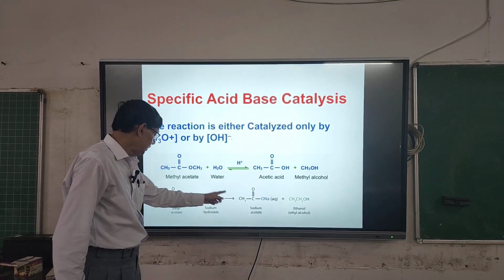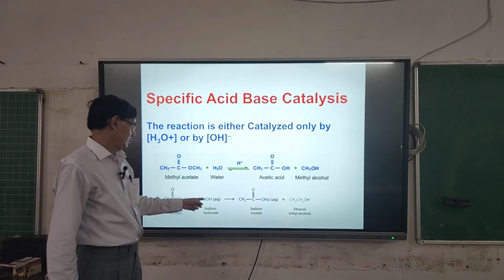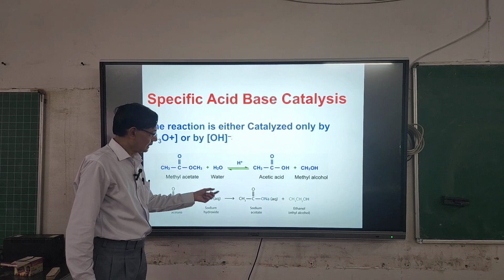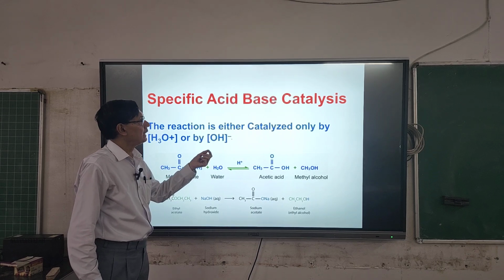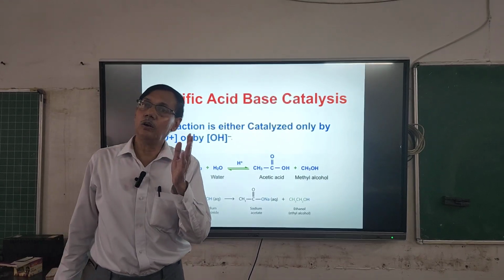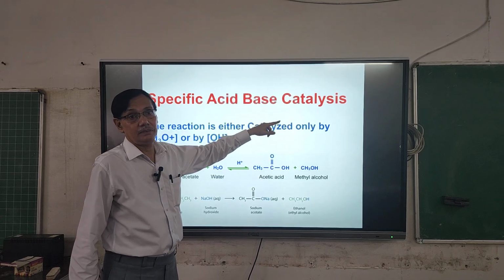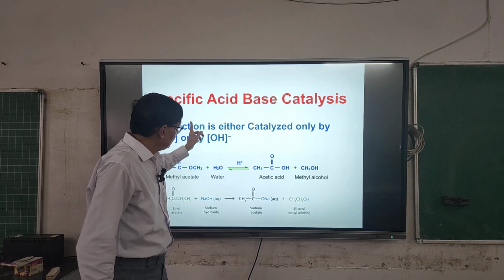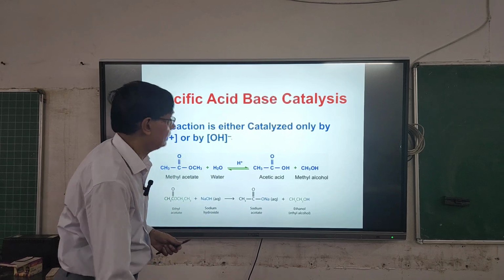Whereas in saponification of ethyl acetate, hydroxyl ion is responsible for the catalysis. So therefore it is an example of specific base catalysis reaction. But you must know the rate law of specific acid and base catalysis. If it is a specific acid and base catalysis, hydrogen ion as well as hydroxyl ion are responsible. Now I am coming to the general acid.